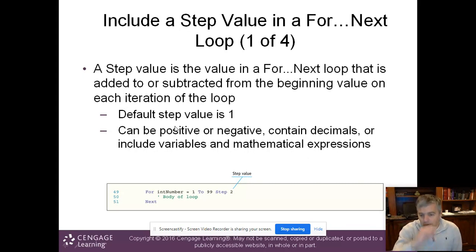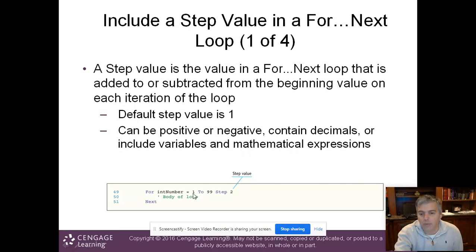A step value is something you can add to your loops. It's a value in the for next loop that's added or subtracted from the beginning value in each iteration of the loop. By default, you don't have to have this. You probably normally won't have this. The default step is 1. It can be positive or negative. This is if you want to skip values.